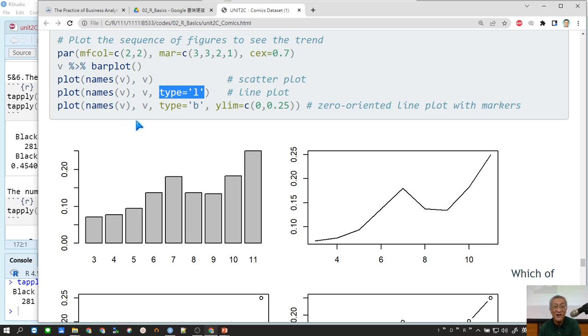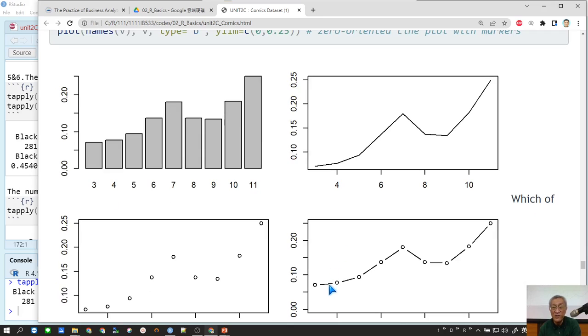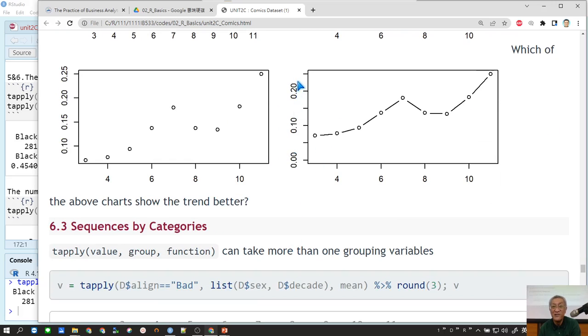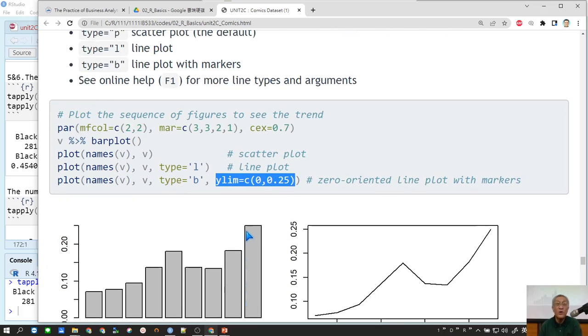And if you want to put these two things together, a line plot with a marker at every data point, you can use type B. And this ylim is just to choose the limitation, the scale of the y limit. I just want to give you some idea about how we can visualize the data to see the trend.